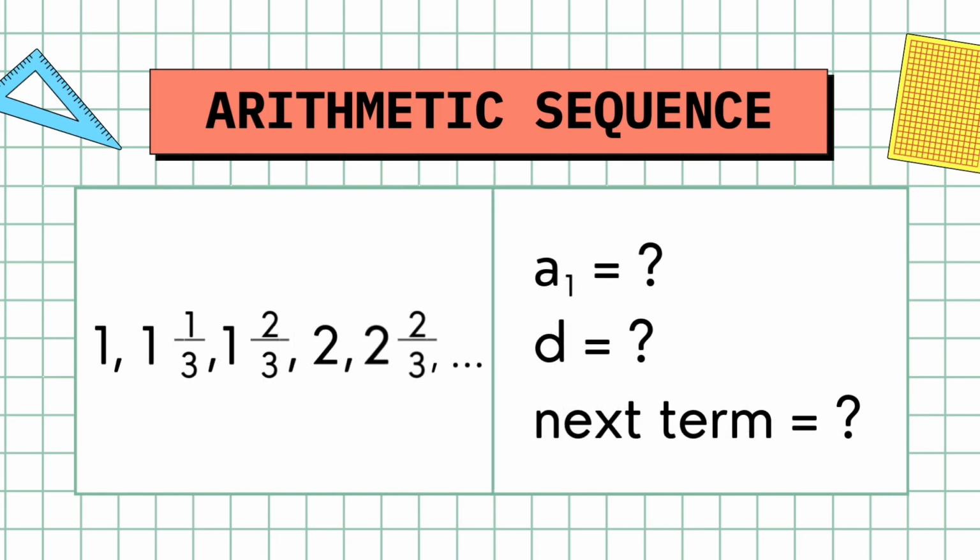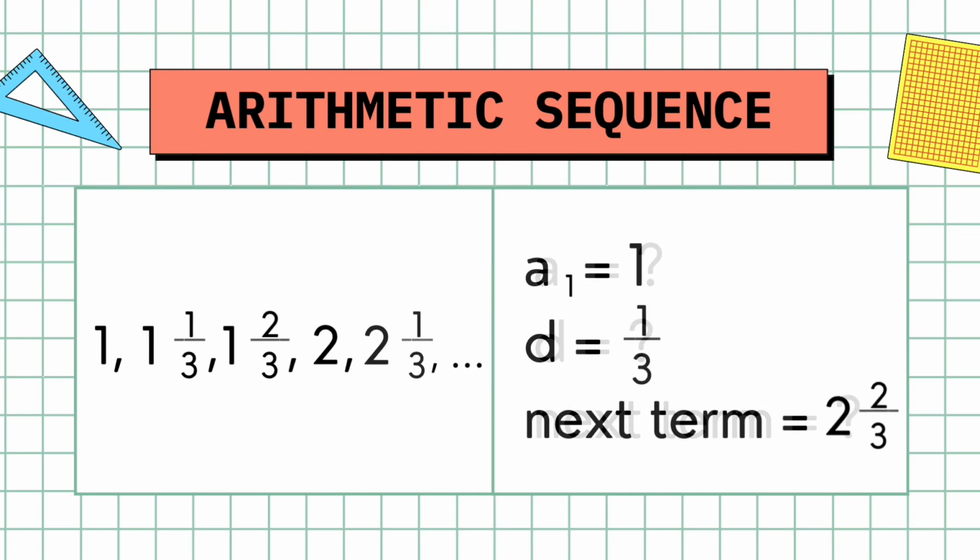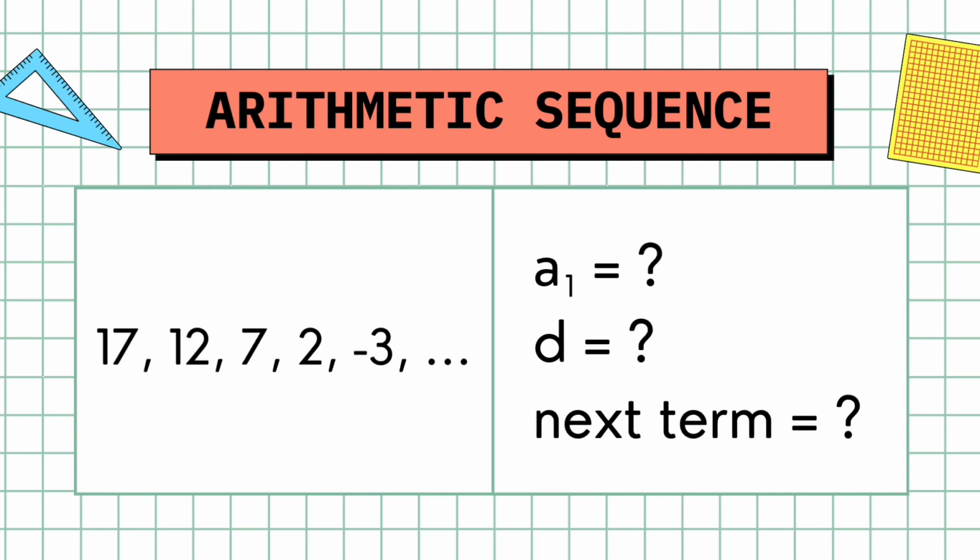Here, try this one. Alright, so here is our answer. Our a sub 1 is 1, and our common difference or constant difference is 1/3. Our next term is 2 and 2/3. Try out this one next.